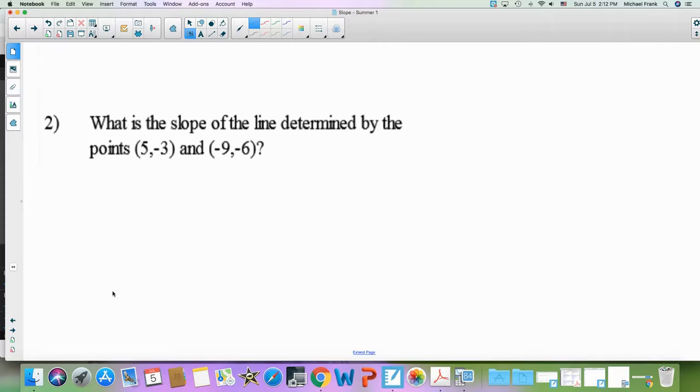Okay, let's take a look. Number 2, what is the slope of the line determined by the points (5, -3) and (-9, -6)? Well, when I'm determining the slope based on 2 points, I like to start sometimes on the top of my paper. You always should state the formula at least once. So since I can't see the other one, I'm going to write down the formula again. My m, my slope, is my y2 minus my y1 all over my x2 minus my x1.